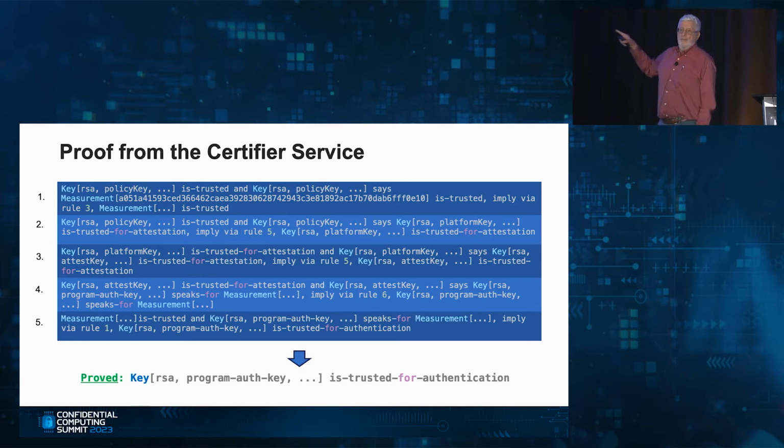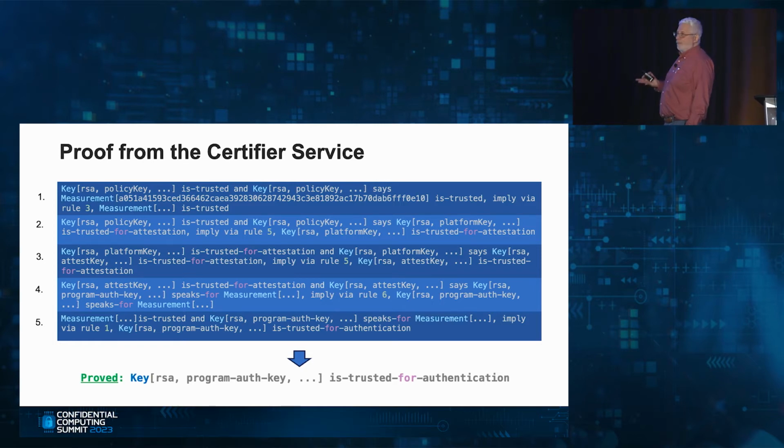This is the actual proof that the Certifier produces and actually can log or send back to you for why we trusted your program. And I will just read one or two lines from that. The first line is, the policy key is trusted. That was one of our rules. And the policy key says that measurement is trusted, so the measurement is trusted. Those kinds of simple rule evaluations.